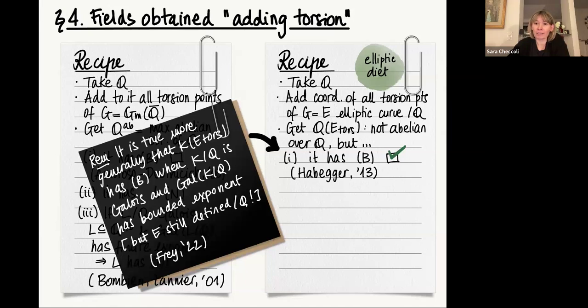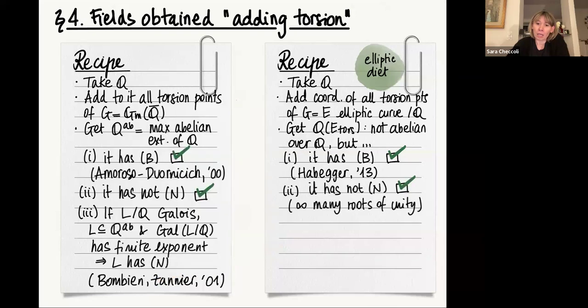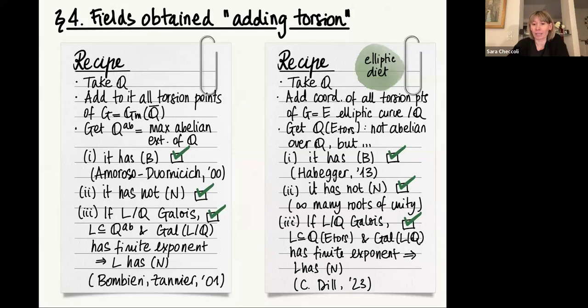You add all these coordinates of torsion points to the field K, which is not just a number field, but can be any Galois extension of Q with Galois group with bounded exponent. But still here, you have to take E to be an elliptic curve defined over Q. And this was proved by Frey. This field does not have the Northcott property, for the same reason that Q^ab does not. Actually, the third property is also true. If you take a Galois extension inside Q(E_tors) whose Galois group has finite exponent, then you get a field with the Northcott property. And this is something that we proved with Gabriel Dill last year.